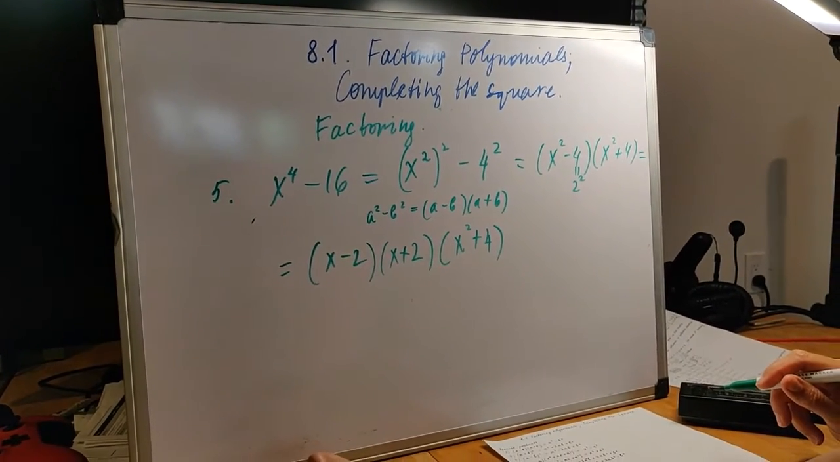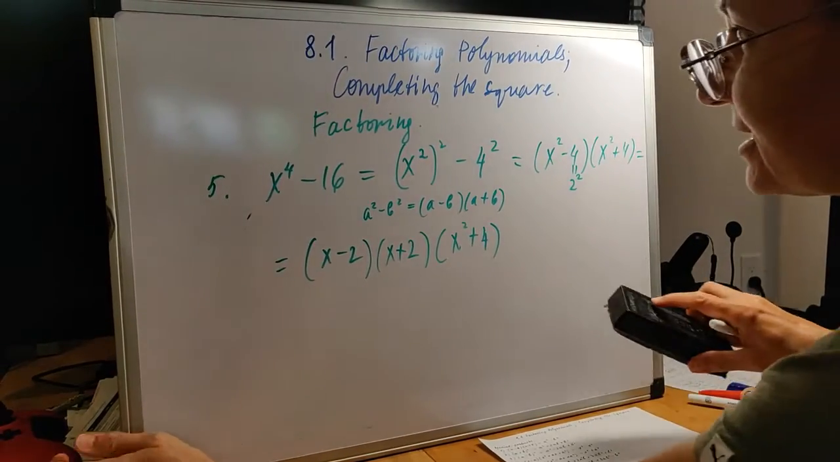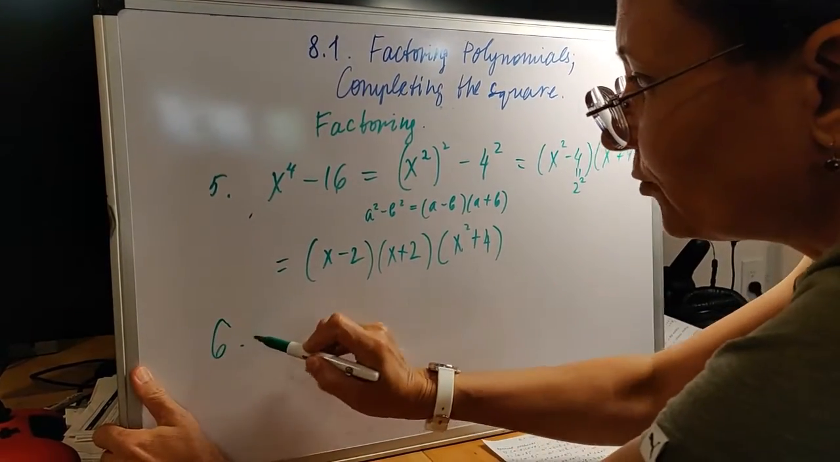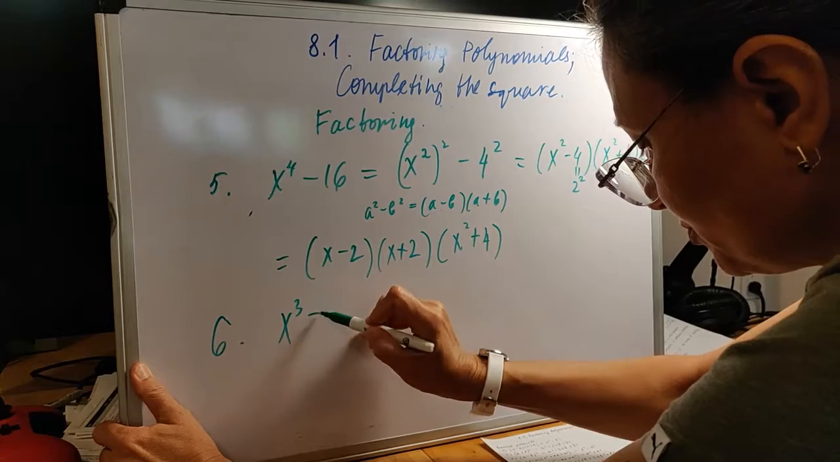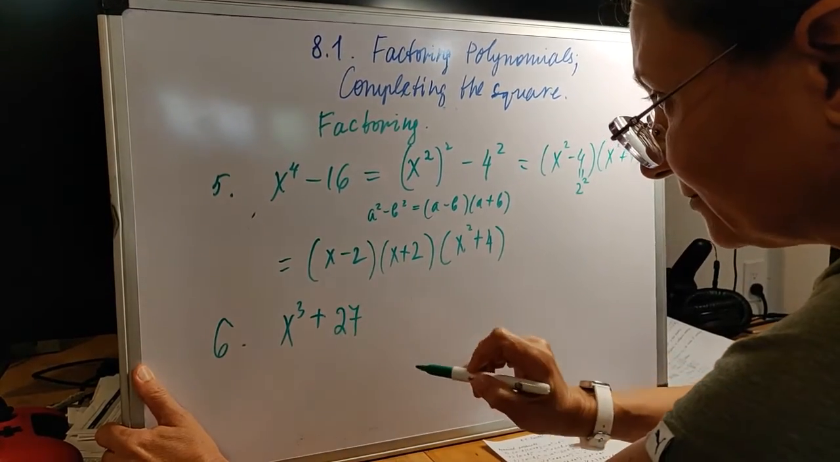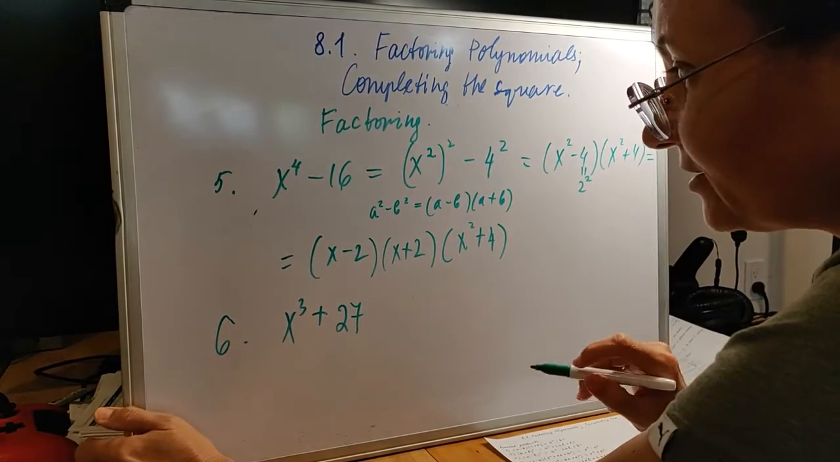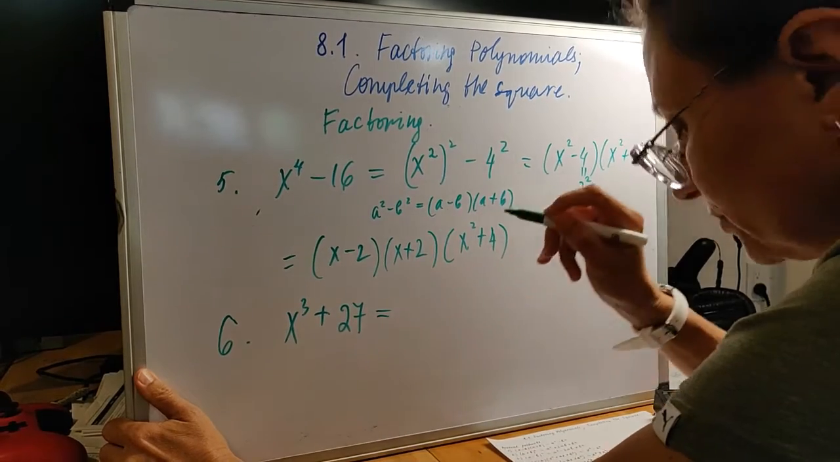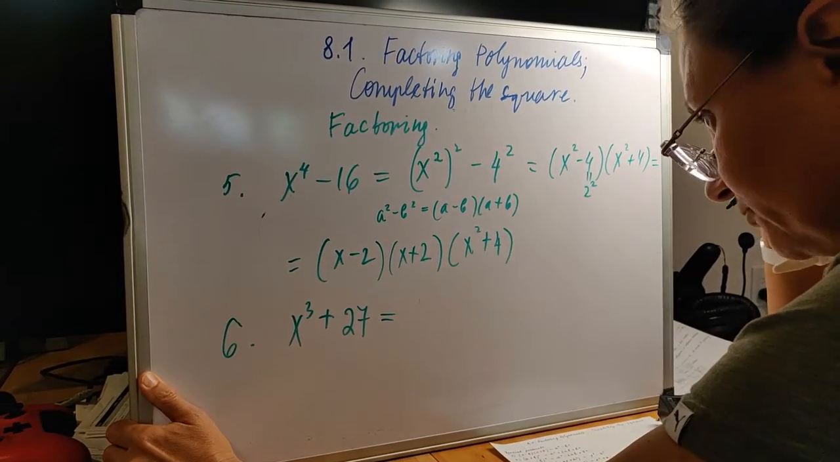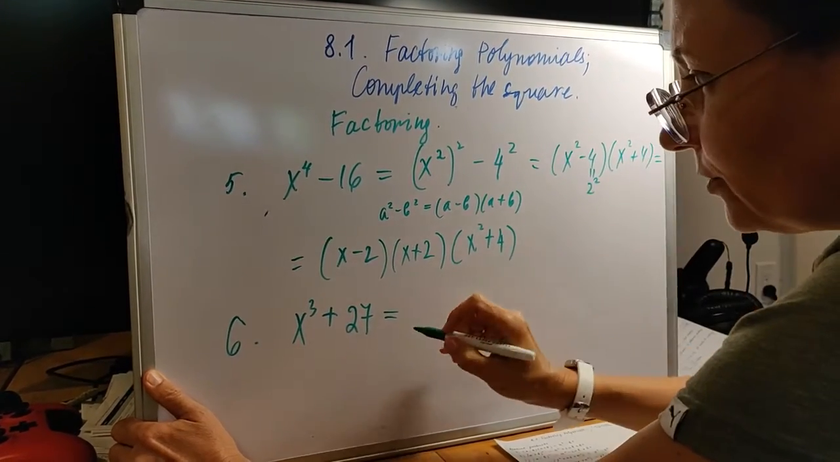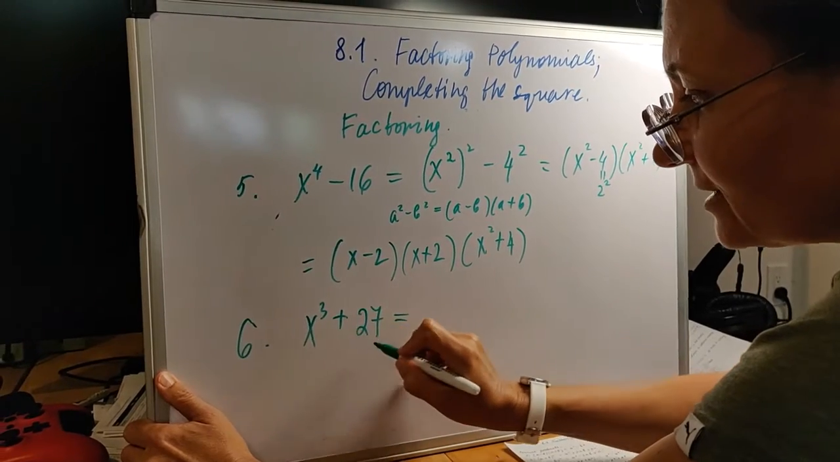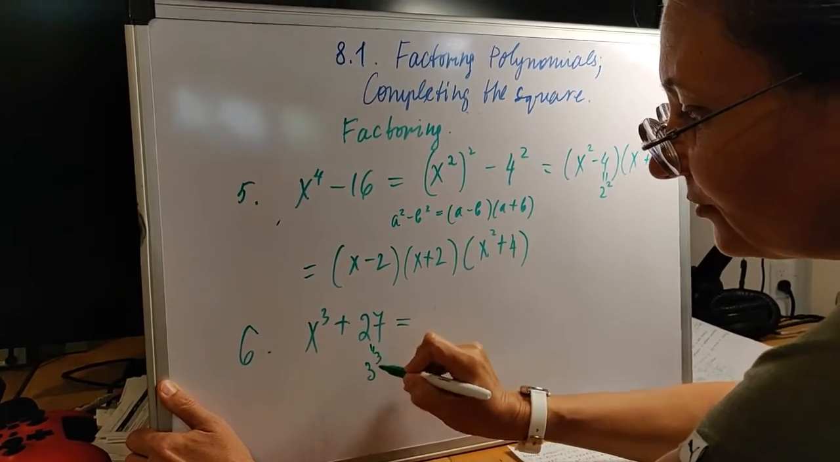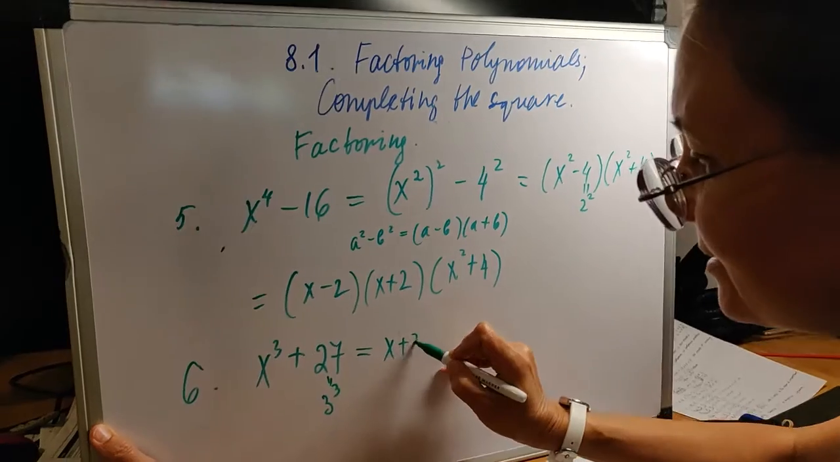For the next one, I'm going to factor the sum of cubes. So for example, you have x cubed plus 27. How do we factor it? Okay? That's formula number 5, I think, from our list. So I have a cube of x, and 27 is actually the cube of 3, right? So it's x plus 3.